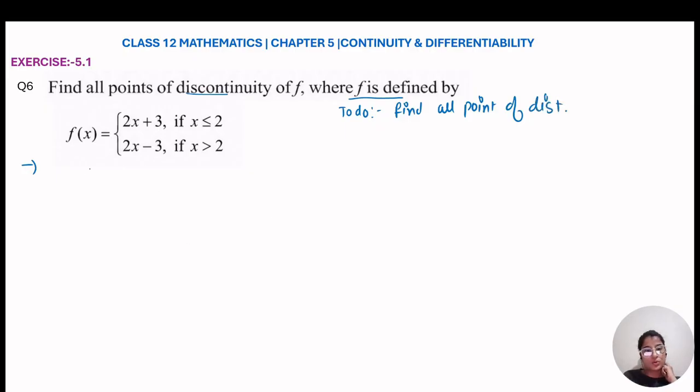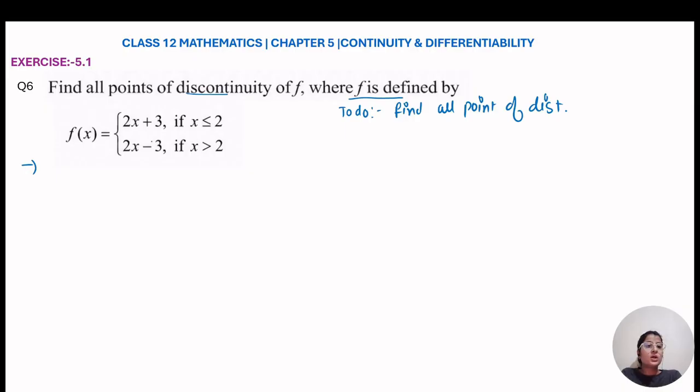Okay. So as I have already told you, whenever you have a function that is splitting into two different parts, always observe your function carefully. Half of the work is done when you observe your function carefully. As you can see, f of x is defined as 2x plus 3 for x less than or equal to 2, and 2x minus 3 for x greater than 2.